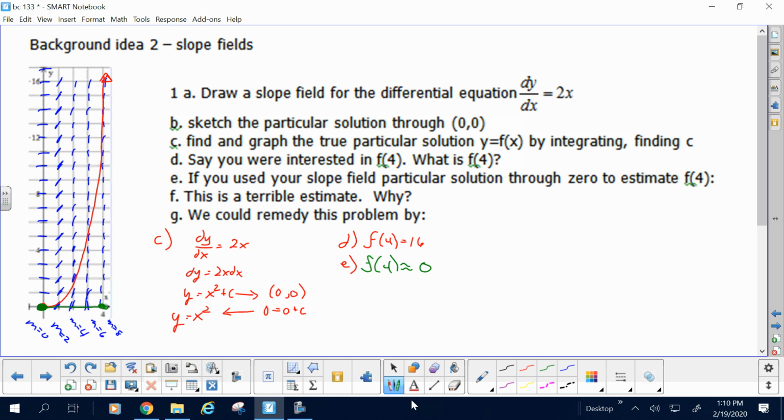Now, obviously that's a terrible estimate. Why is that a terrible estimate? We know it's 16. What if you didn't know it was 16? Why could you still know that's not a very good estimate? Why is that such a bad estimate of where the curve truly is at 4?